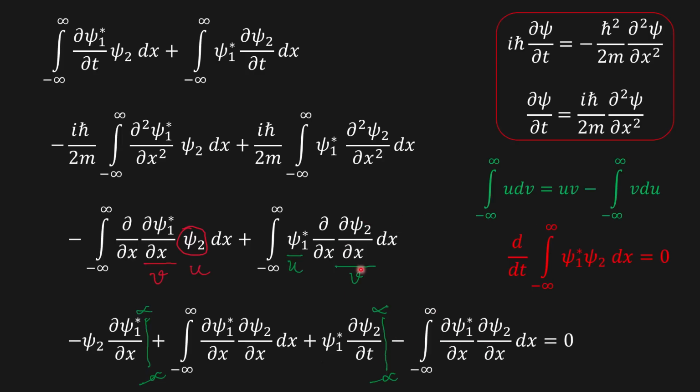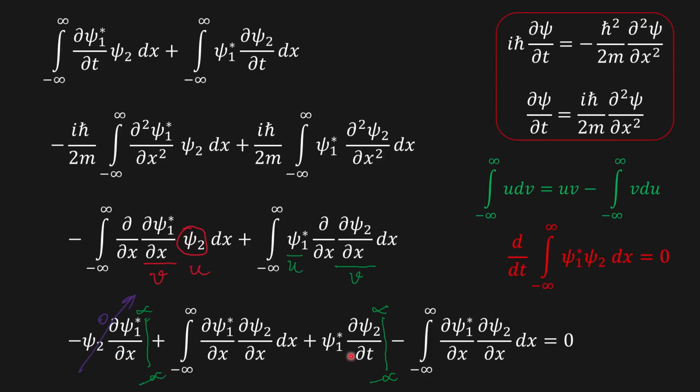v du. Here v is ∂ψ2/∂x, and du is ∂ψ1*/∂x. So now we have to prove this value. You take the first term. The wave function must vanish at infinity, so this will become 0.